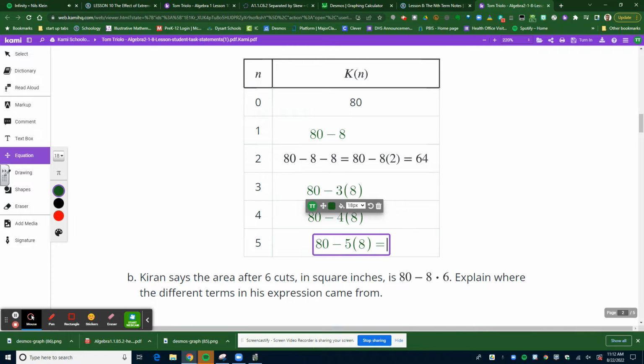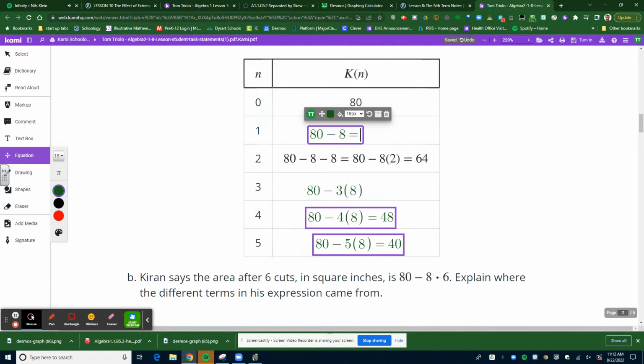Well, 80 minus 40 is 40. Up here, that's 40, right? 80 minus 32 is 48. We got a 72 and a 56. Okay, so that should be the easy part.